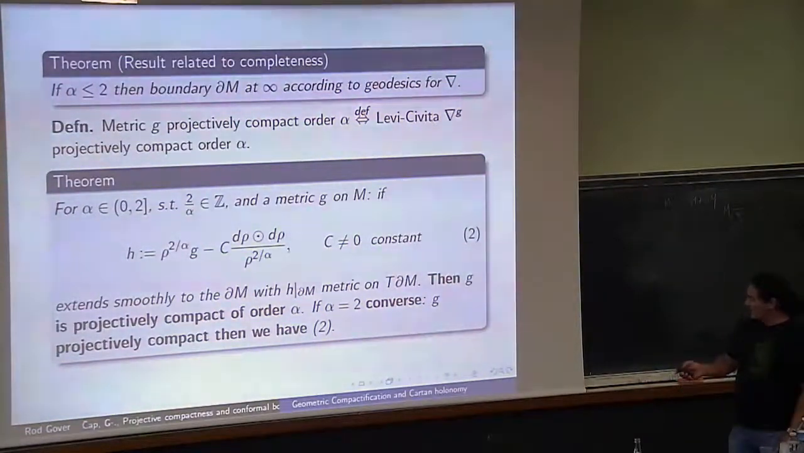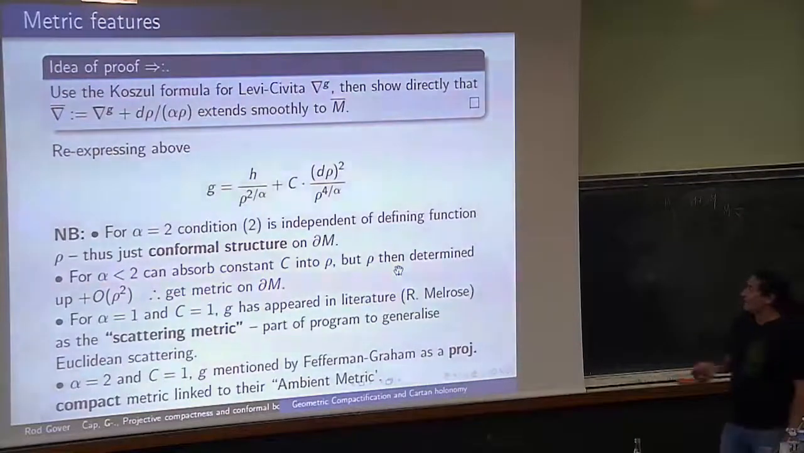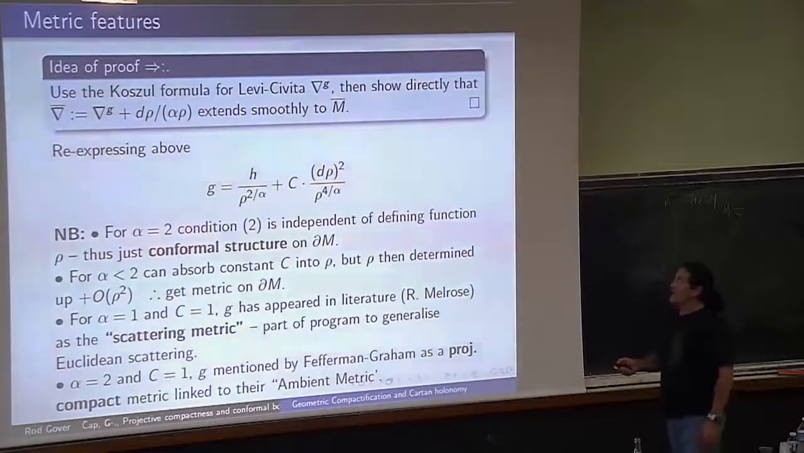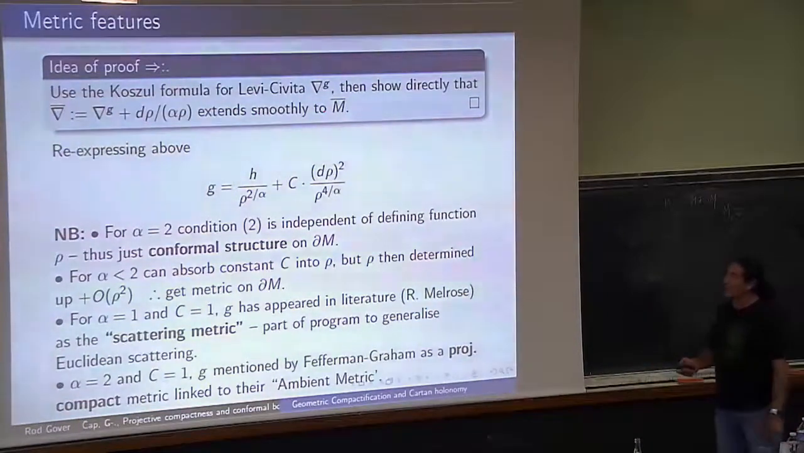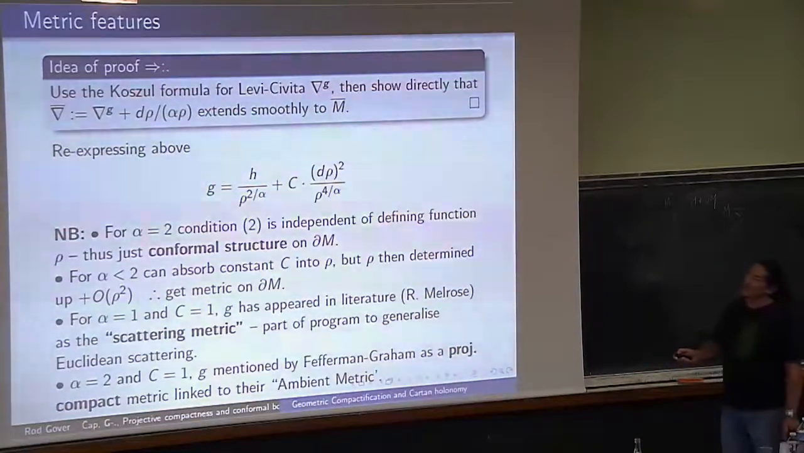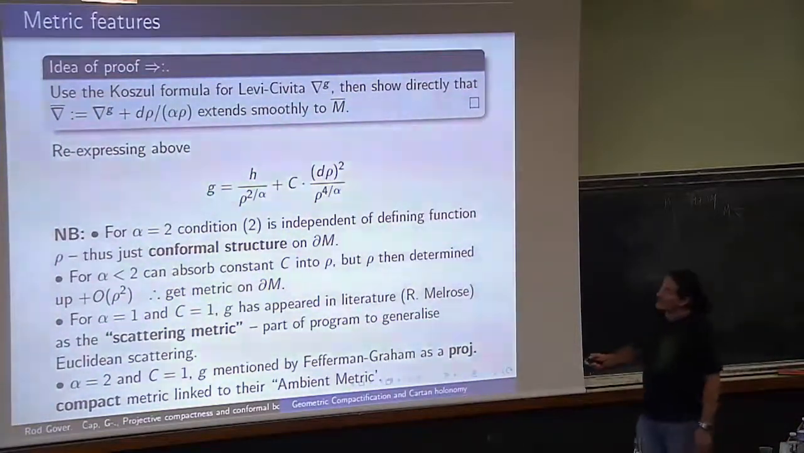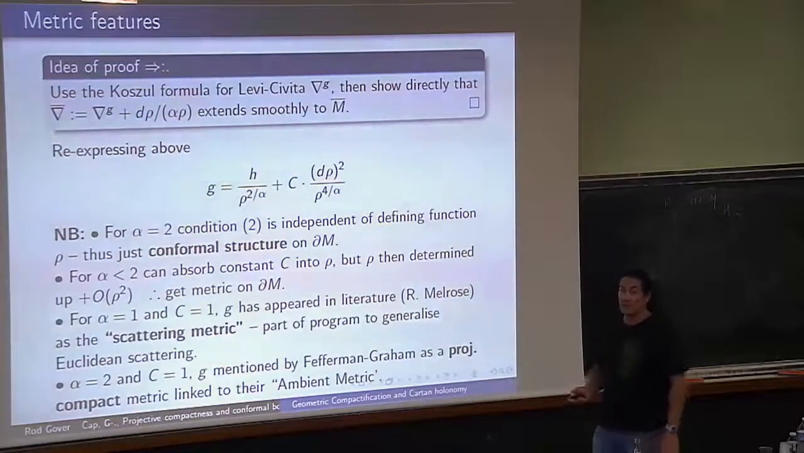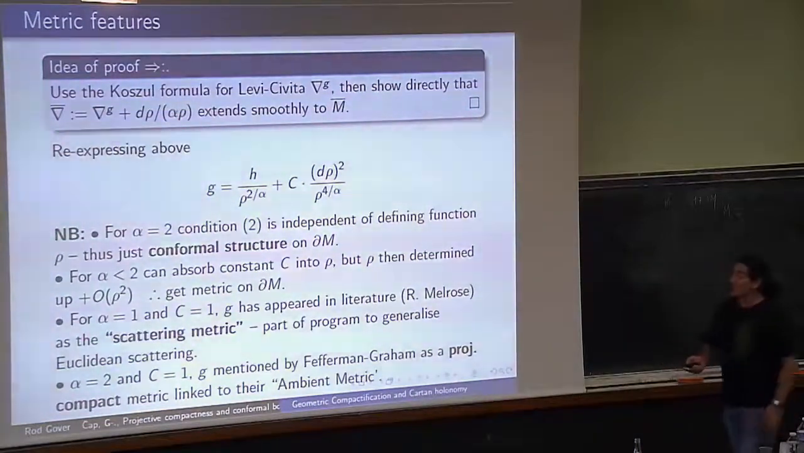Okay, so in one direction, this is sort of straightforward. If you write the metric down and you want to check that it's projectively compact, it basically boils down to taking the formula for the Levi-Civita connection and then showing directly, there's actually a bit to do in there, that this projectively related connection in this way that we insist on for projective compactness extends smoothly to the boundary. Okay, so that's the obvious direction.